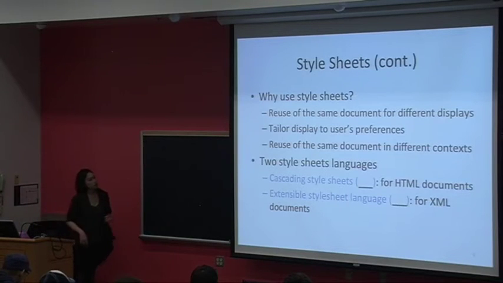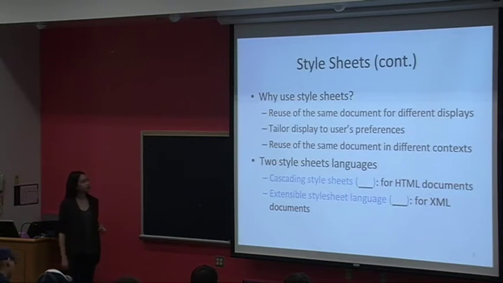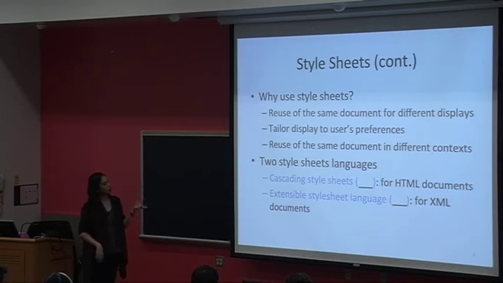So why do we want to use style sheet? There are different reasons. The first is we want to reuse the same document for different displays. Like we said last time, CSS or other style sheets can help you achieve rendering differently on different devices. Another reason is to tailor display to users' preferences. Sometimes the user wants the same web page to display differently. For example, on Angel, you can set different things, right? That's done by CSS as well. The third reason is to reuse the same document in different contexts.